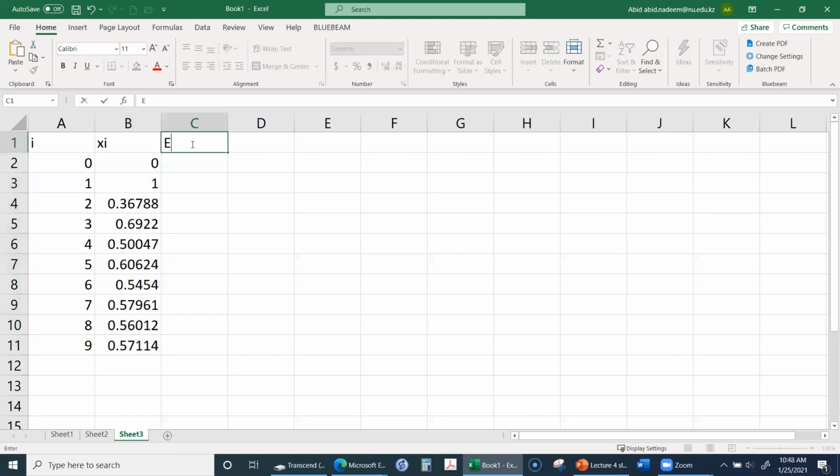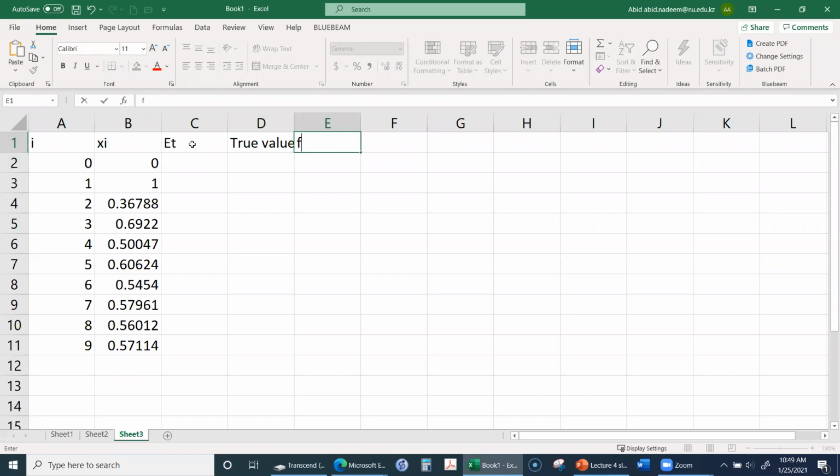We can find it by the true error. But for the true error, we need to have the true value. True, T-R-U-E, value. So what is the true value? We can find the true value by trial and error, or from Microsoft Excel. Remember that our equation is something like this.